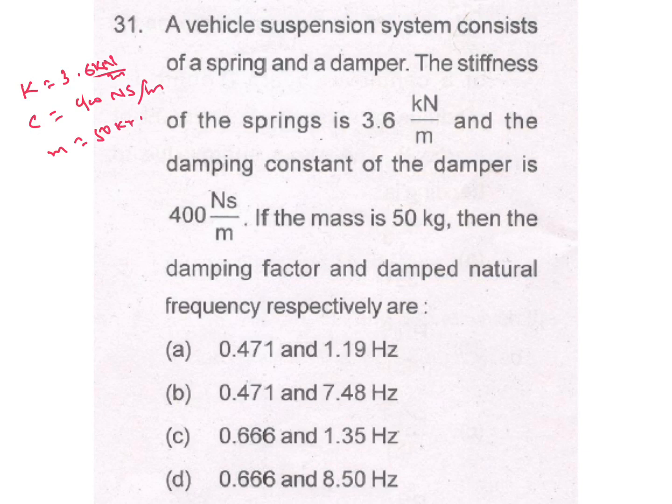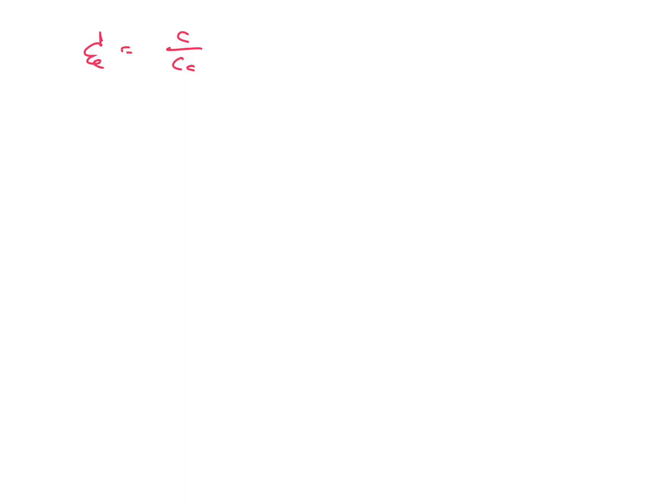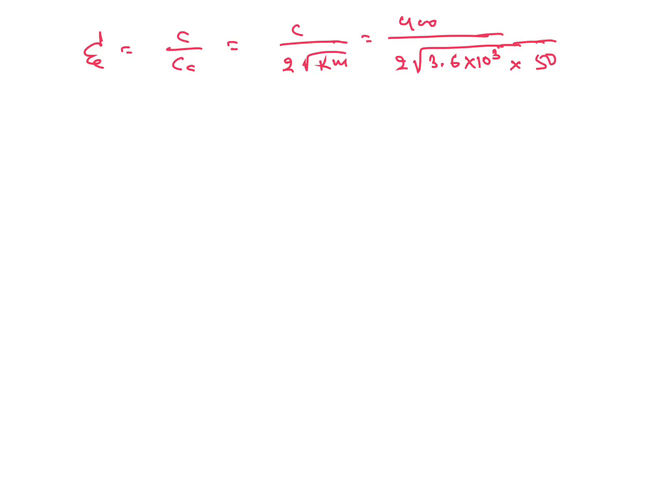Damping factor zeta is C by Cc. This value we have to calculate, and the damped natural frequency omega d. The formula is the square root of omega n squared minus a squared. So Cc is 2 into root over of K m. So from here C is 400 divided by 2 into root of K, which is 3.6 into 10 to the power 3, it's in kilonewton, into mass 50.